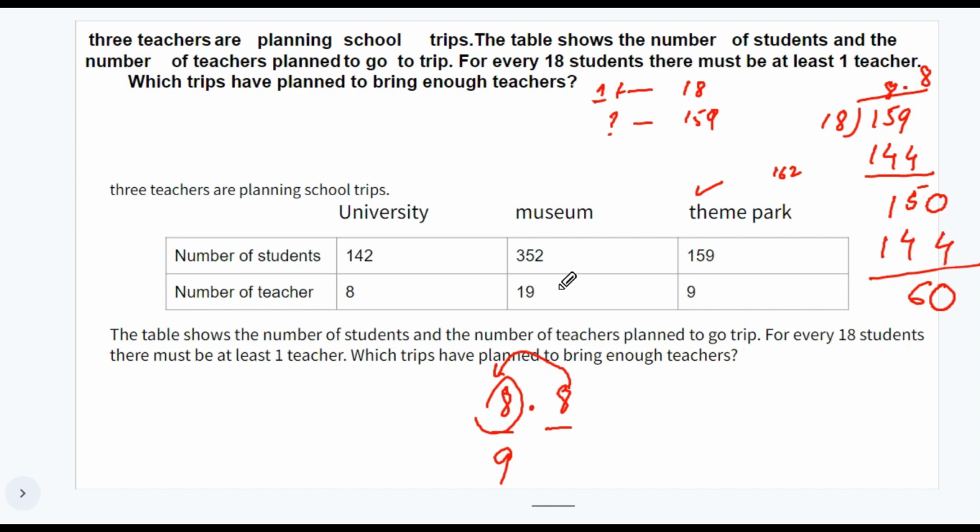Now you have to look into your theme park number of teachers available. Yes, number of teachers available is equal to 9. It means theme park and university trips have enough teachers but not museum.